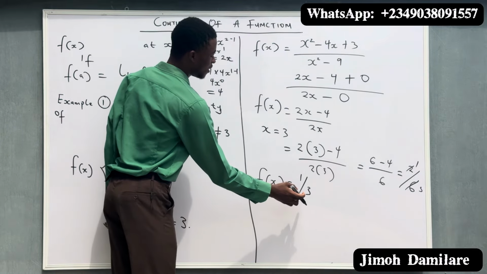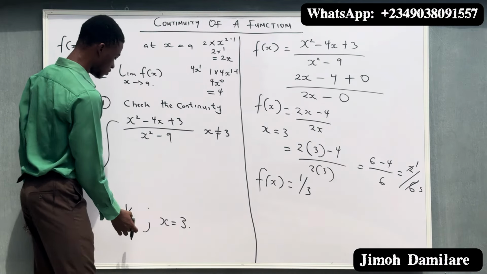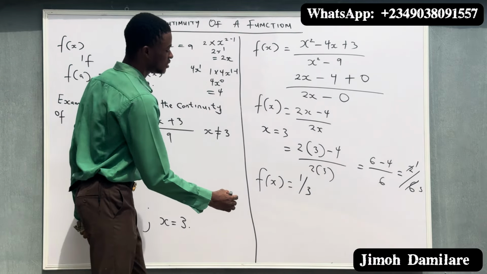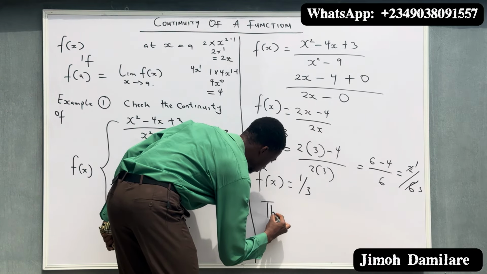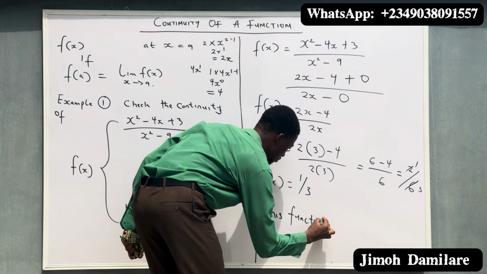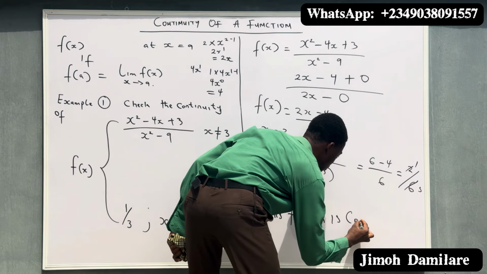So we can see that our f of x, which is 1 over 3, is the same thing as what we have in the question, which is 1 over 3. So we can now see that this function is continuous.